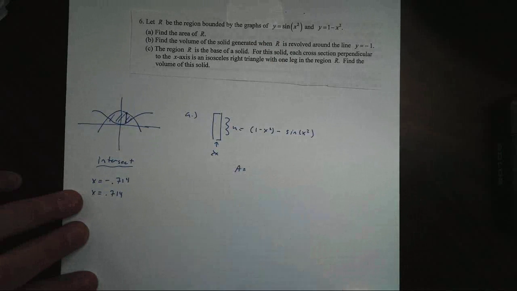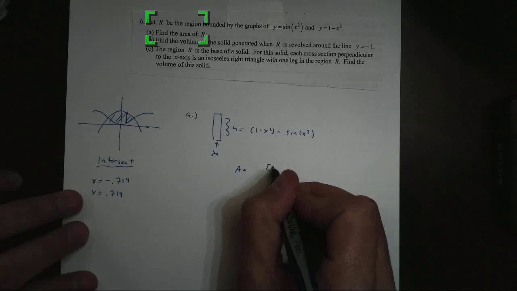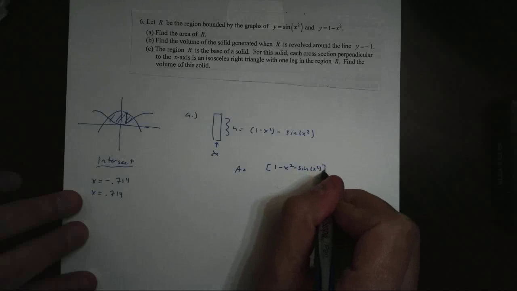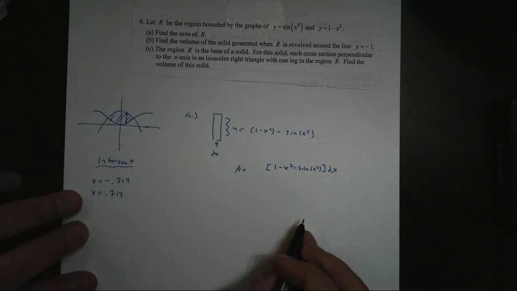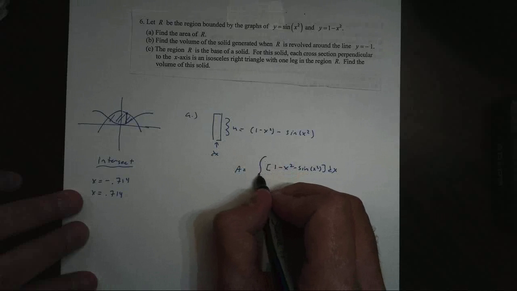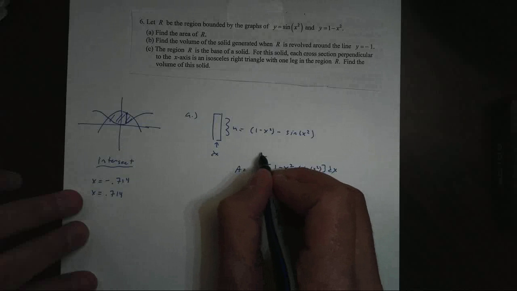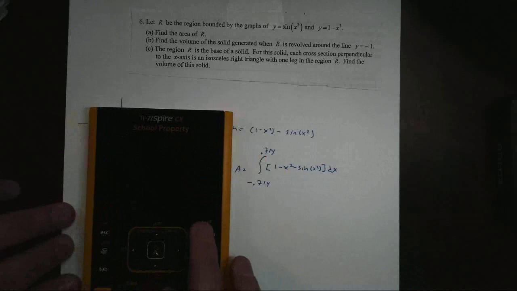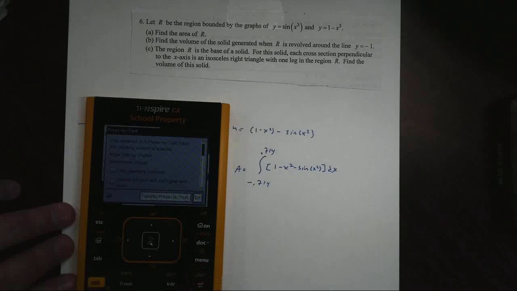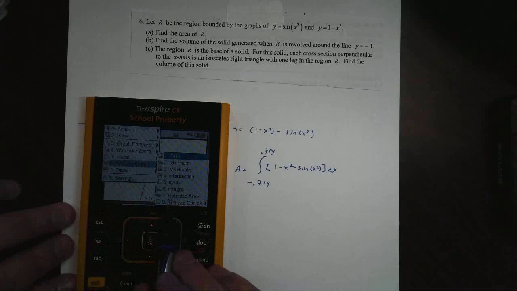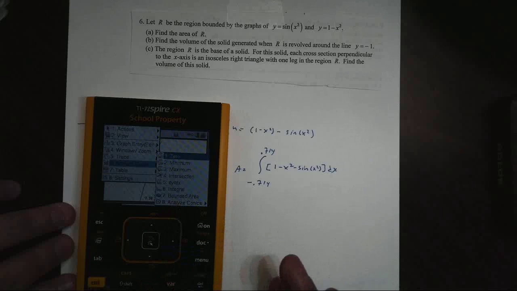So, my integral to get area, if I multiply them together, 1 minus x squared minus sine of x squared dx. And I multiplied that, and that's giving me the area of my one rectangle. Sorry about that. And I'm going to integrate that from negative 0.714 to positive 0.714. Now, there are two ways you can do this on the calculator. One, the calculator does give you an option, if you want to go to 6, Analyze Graph, to find the area between bounded curves. So I'm not going to do that.